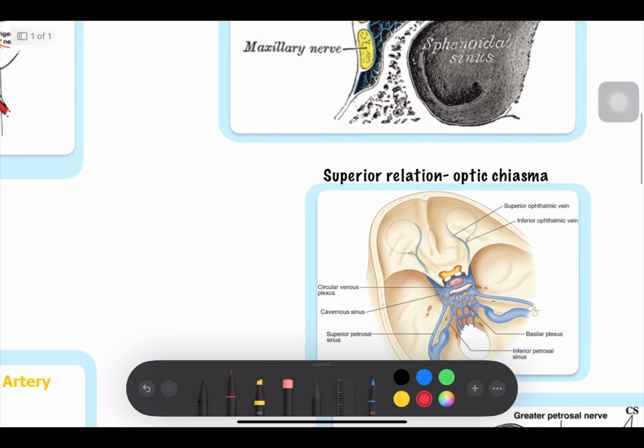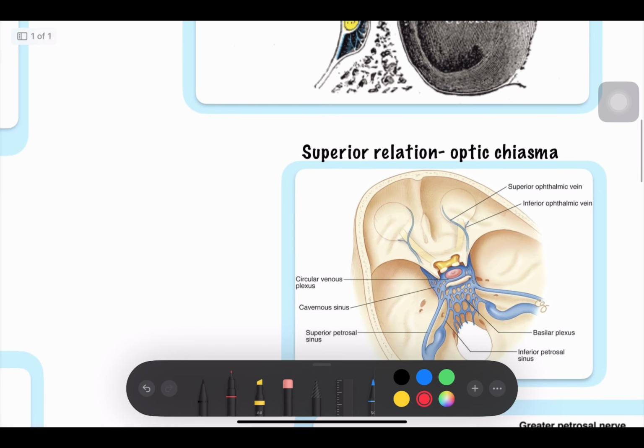The superior relation of the cavernous sinus includes the optic chiasma, or the point of crossing. This is the optic chiasma. These are the cavernous sinuses.